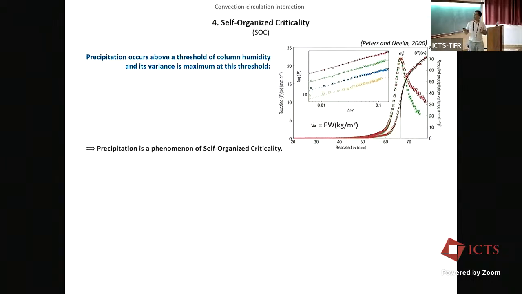extent. If you just plot precipitation as a function of column humidity or column relative humidity, which is what Peters and Neelin did in that paper, you have no precipitation or very little precipitation over a whole range, and then past the threshold, you start having quite a lot of precipitation following a power law. And the variance of the precipitation around that threshold is quite large. And so that's typical of self-organized criticality.